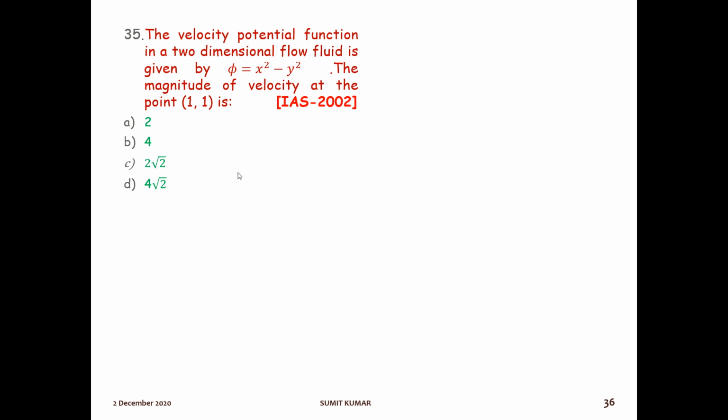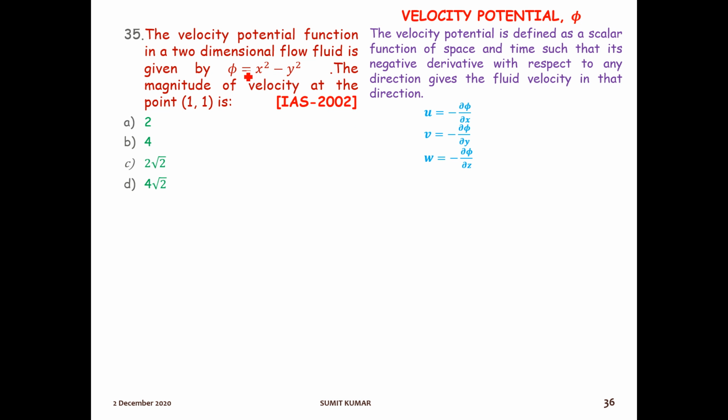Now the next question, question number 35. The velocity potential function phi is given. What will be the magnitude of velocity? Okay, so the velocity components u and v in terms of phi: u equals minus d phi by dx. Minus d phi by dx is what? 2x. Next, v is minus d phi by dy. So minus 2y.